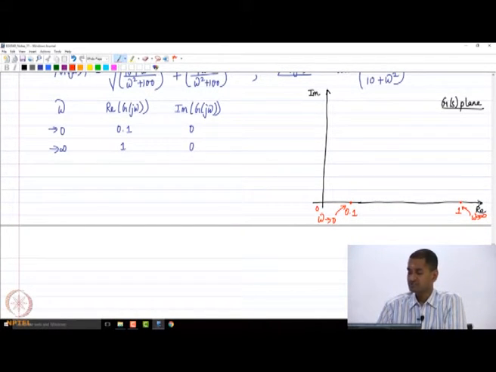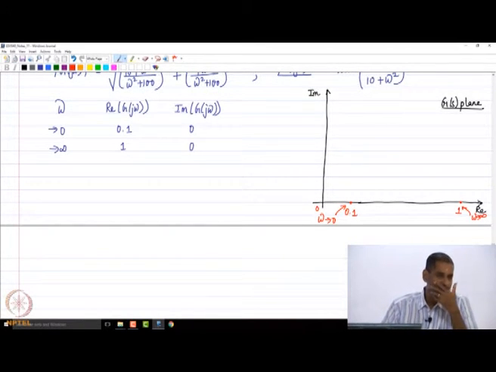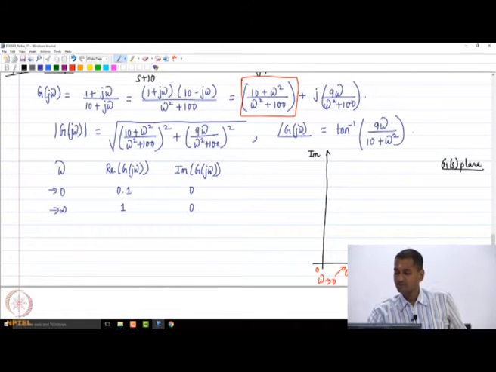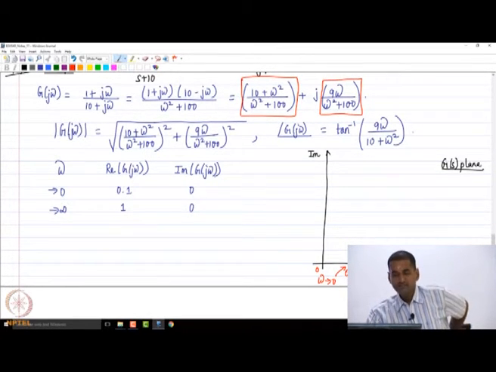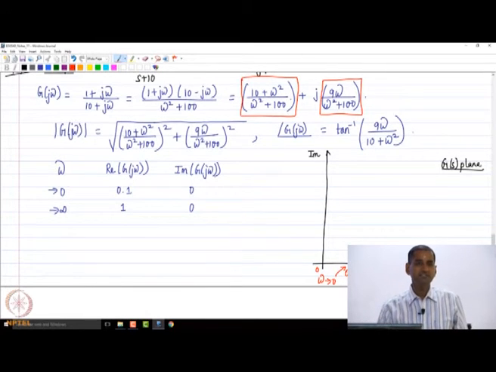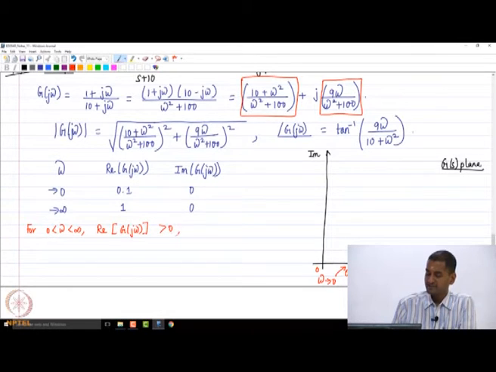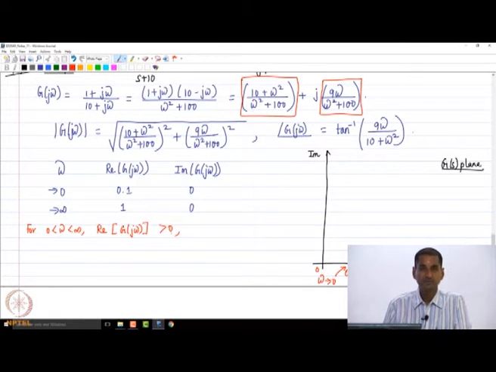Okay, so now the question is, what happens to the locus of this Nyquist plot for this particular transfer function as omega goes from 0 to infinity? Please note that it is going to be the plot of the imaginary part against the real part. You can see that the real part is always going to be positive for all omega between 0 and infinity. The real part of g of j omega is always greater than 0. That is pretty obvious.